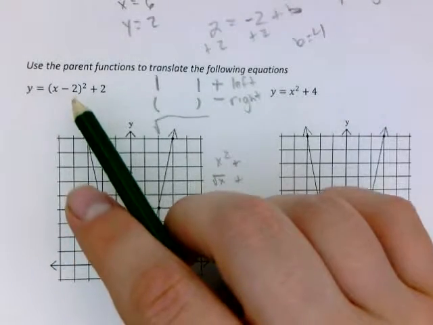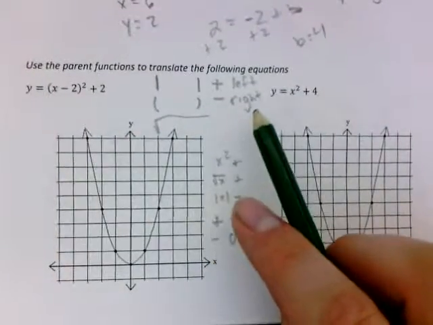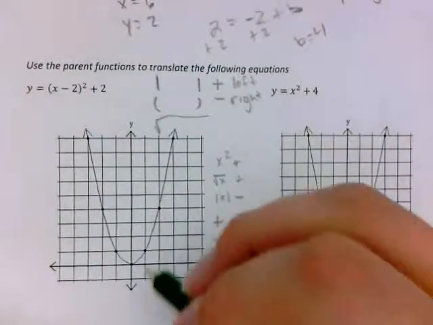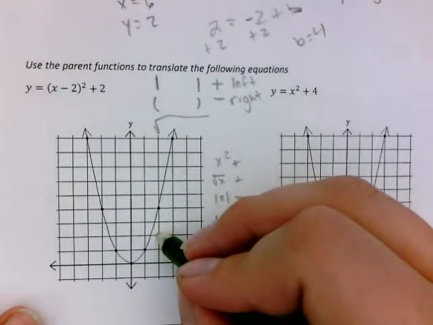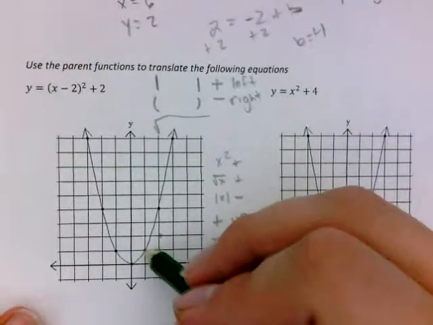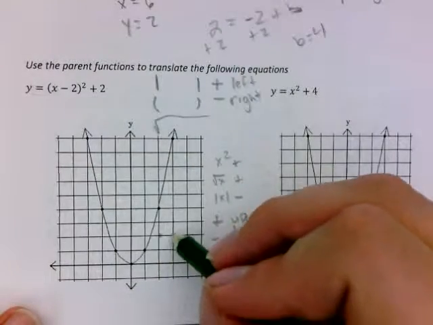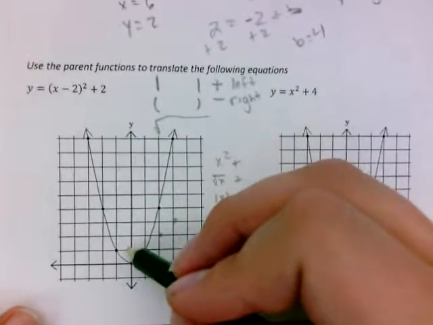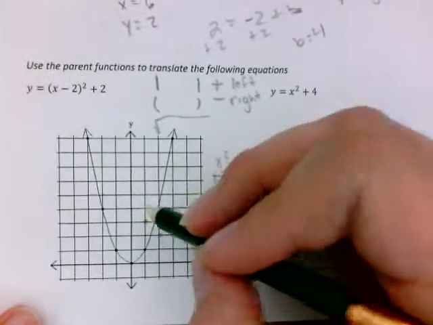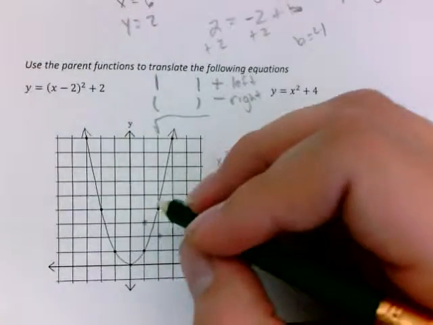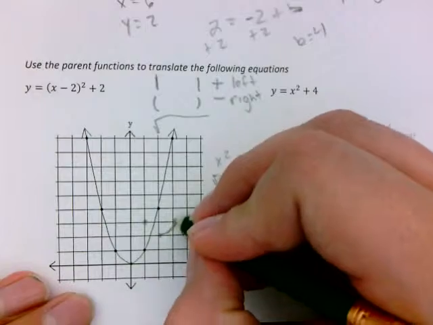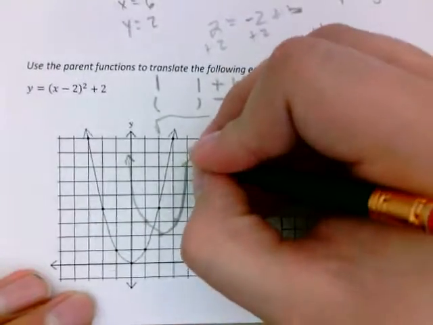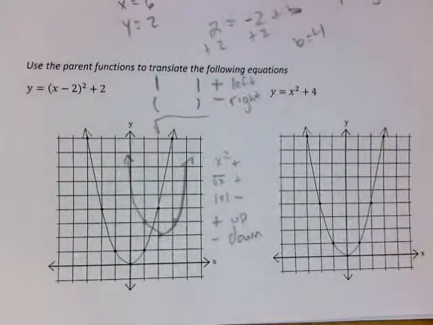So this first one, we have a -2 inside the parentheses. So negative means right. So we're going right 2. And since we have a +2 outside of it, we're going up 2. So we're going right 1, 2, going up 1, 2. We're doing that with all of them. So right here, we're going right 1, 2, up 1, 2. So then it makes a little thing like this. That's how that one works.